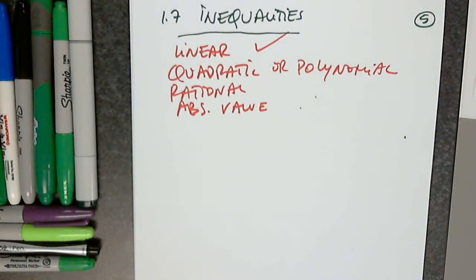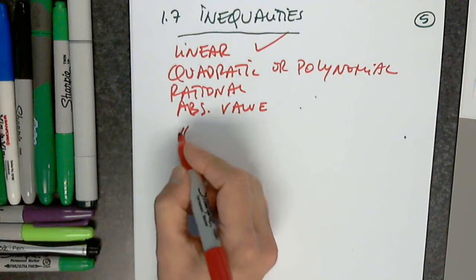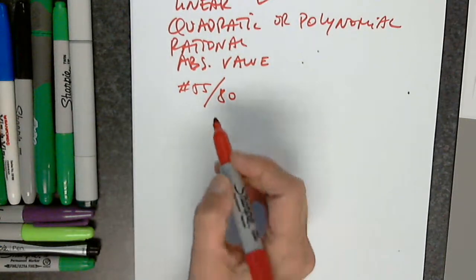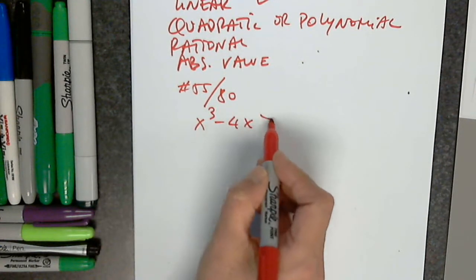So I would like to show you that method that I like to use. You don't have to like it. You don't have to use it. So I prefer this. So I'm going to look at problem 55 on page 80. And that is x cubed minus 4x greater than 0.